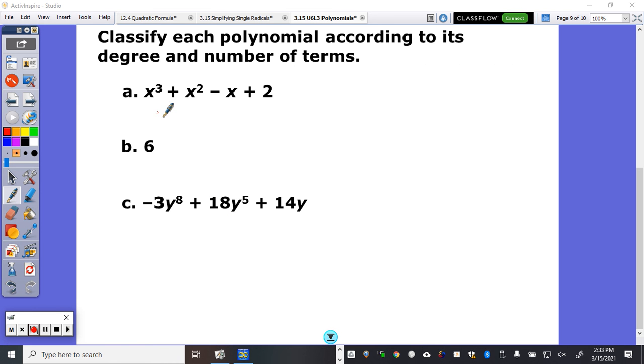What is the degree of this polynomial? And what do we call a degree of 3? Cubic. How many terms do we have? 4. And what do we call it if it has 4 terms? Polynomial. It sounds just like it's written. Polynomial. All right.